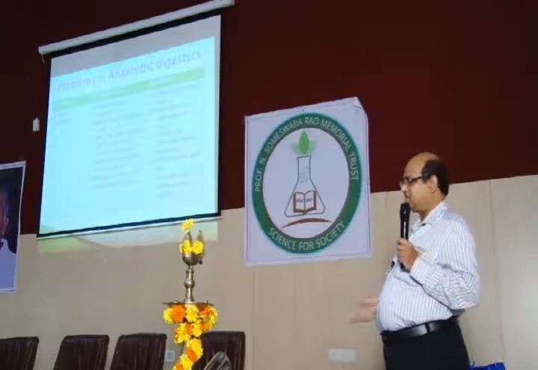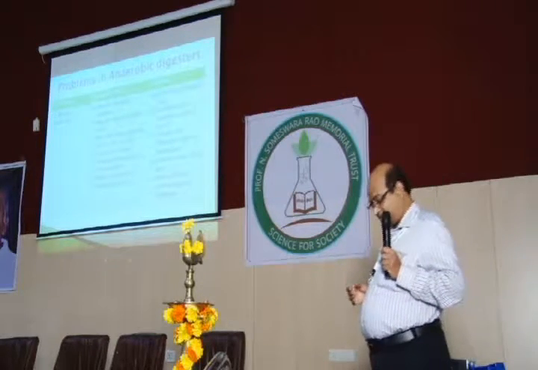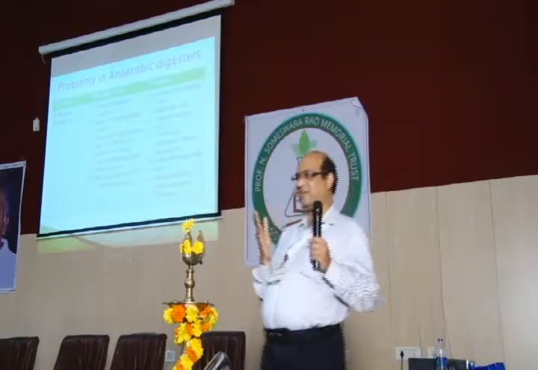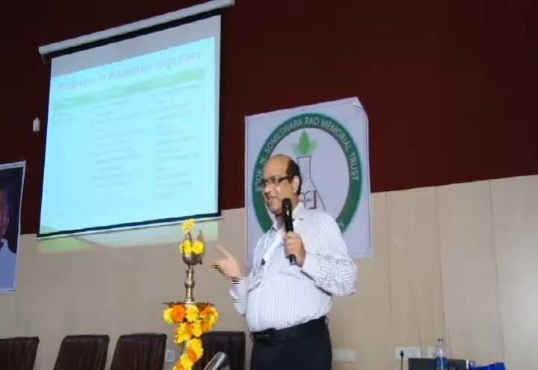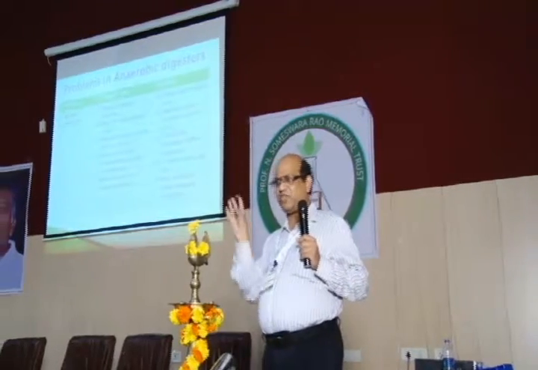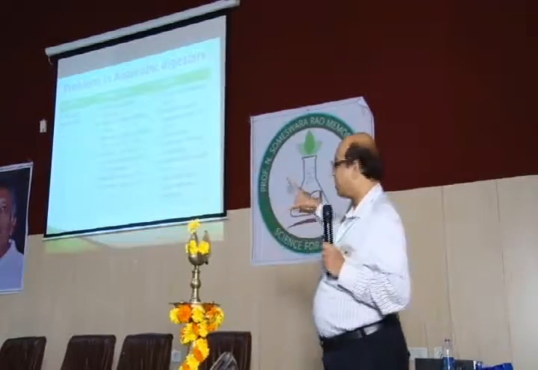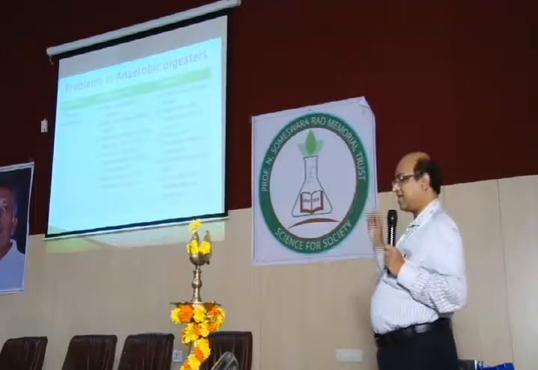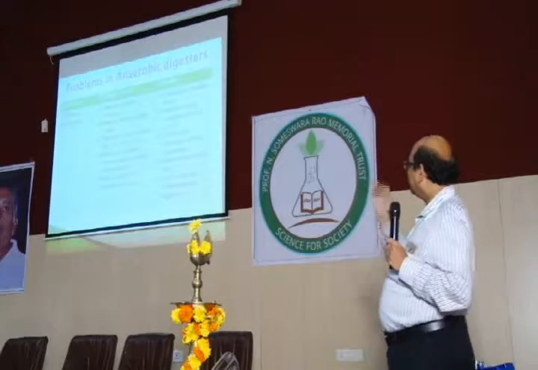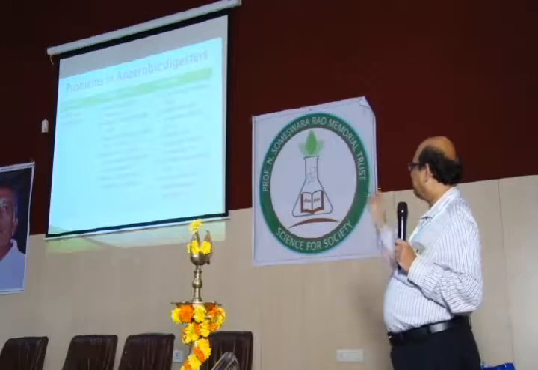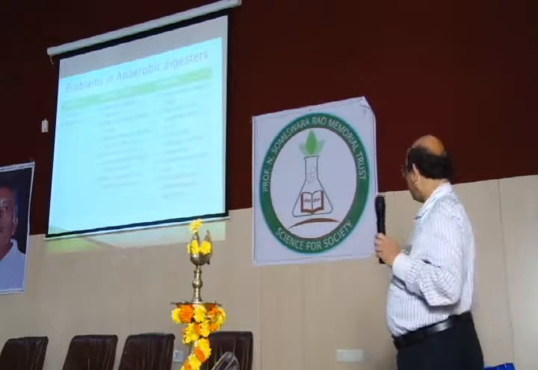We have to see that methanogenic bacteria need certain growth requirements, and they require alkalinity. For alkalinity, we have to add some lime and other things. So many issues will be there, and we have to solve all of that. Sometimes metals will also be there, which also cause problems. Sometimes scum will be there. All these things we have to check.